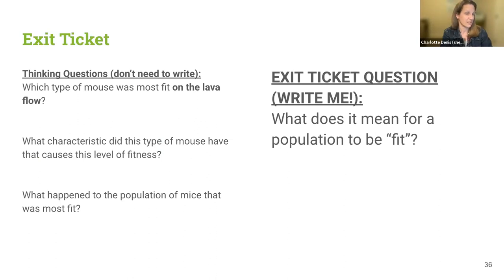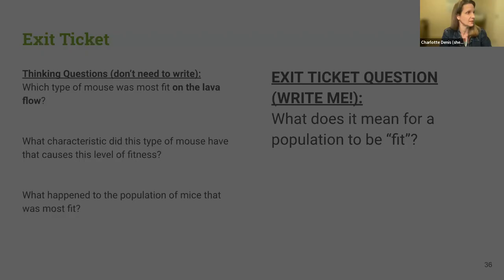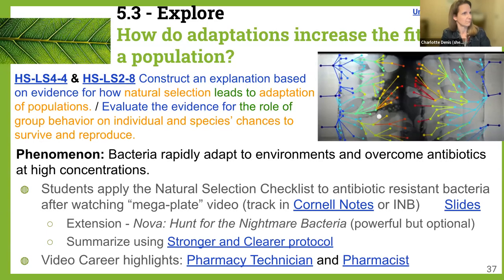You could assess the exit ticket, but I find that since it's the initial task for natural selection, I prefer not to assess this one. I prefer to give formative comments and then assess them on something else, which is coming up.